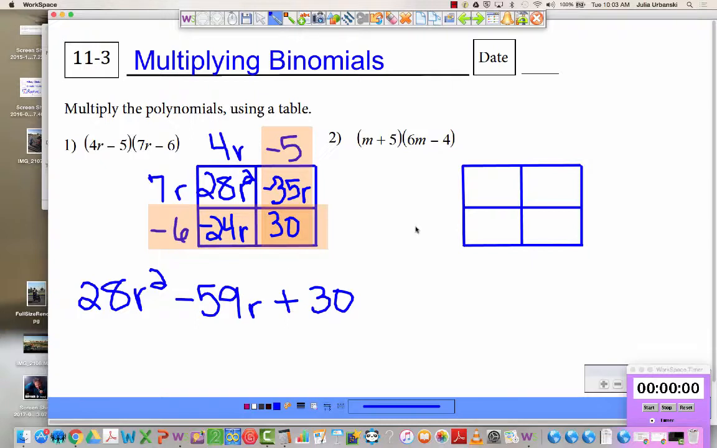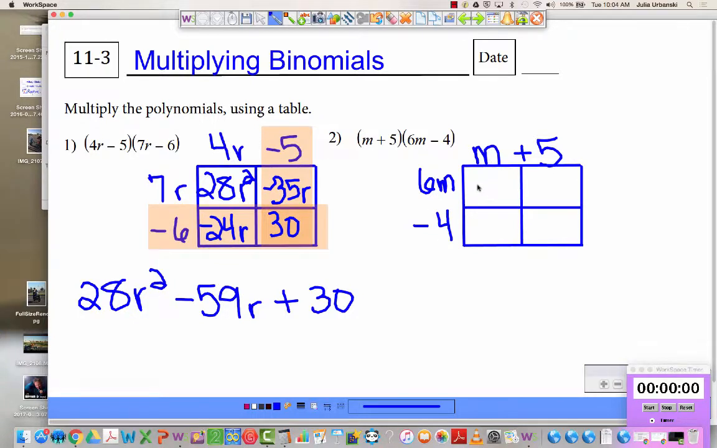Yeah, that's another way. Okay. All right, and there are other ways. And if you do it other ways, that's okay, as long as your answers are coming out right. All right, so number 2, make it m plus 5. And you can just say +5 if you want. It's okay. M plus 5 across the top, and across the left-hand side, we have 6m and -4. So all you have to do is each row by each column.